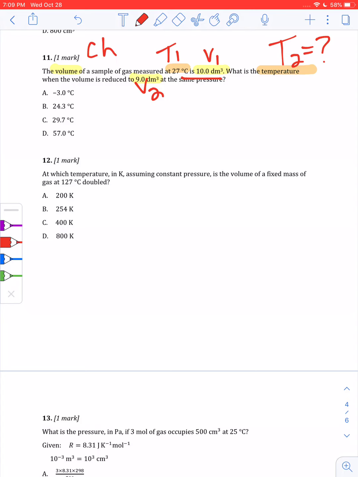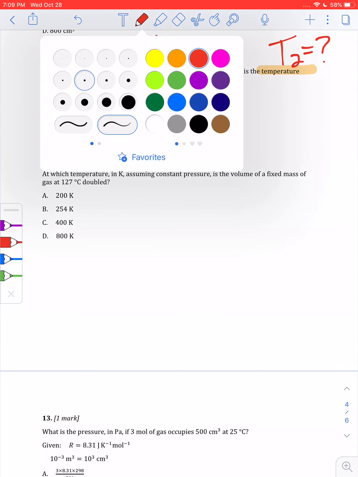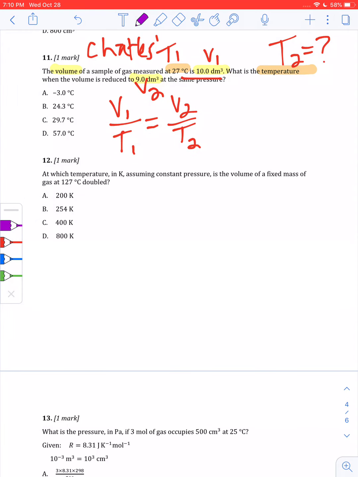Knowing that I have only volumes and temperatures, that means that this is going to be a Charles law question. And that equation, if you look up in your notes, is V1 over T1 equals V2 over T2. And we're solving for T2. In order to rearrange this equation, the first thing I'm going to do is cross multiply so that I can get rid of this division.